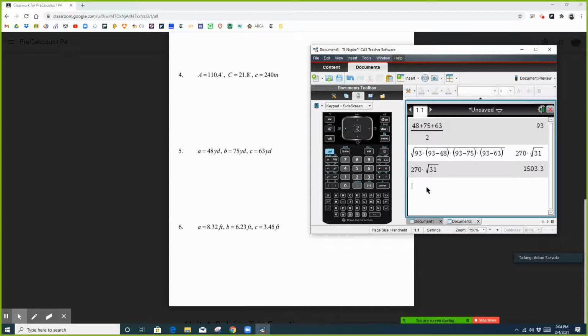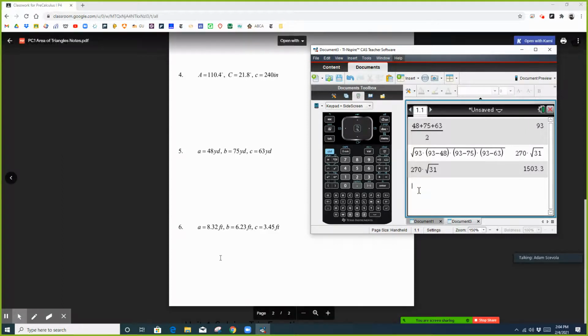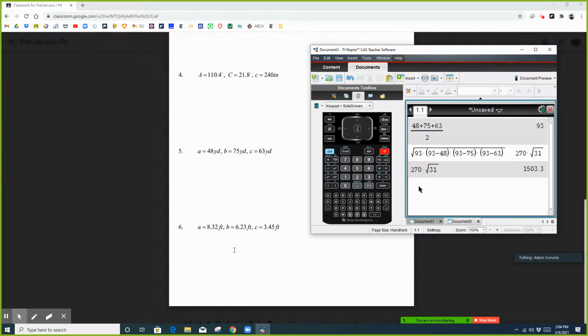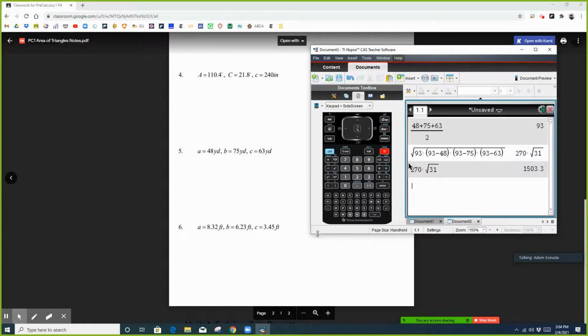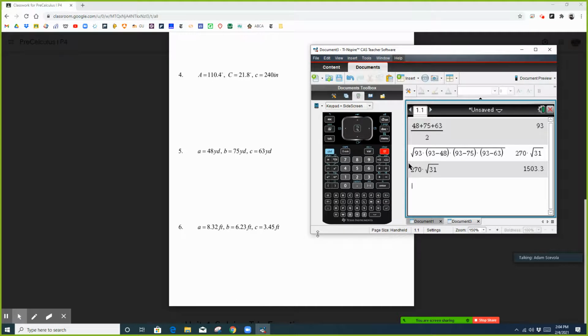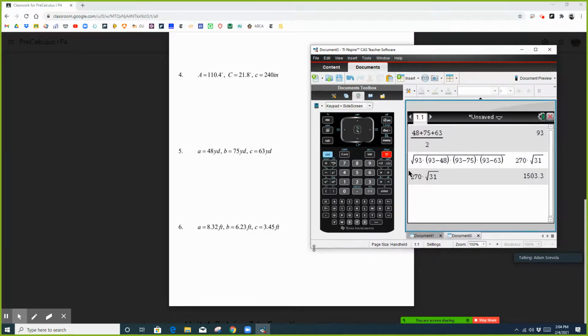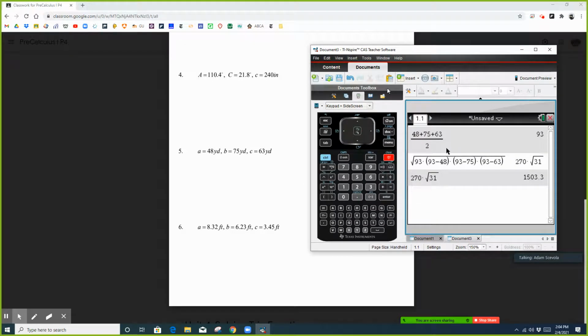So for 5, that's all I have to do. For 6, we'll do the same thing. We'll take the semi-perimeter, so add up all the sides. Now, if you don't have a TI-Nspire and your calculator is different than this, and you need help, just ask and stay later, and I'll explain how to do this on your calculator if you're getting different answers. So do this along with me. Make sure you're getting the same answers.